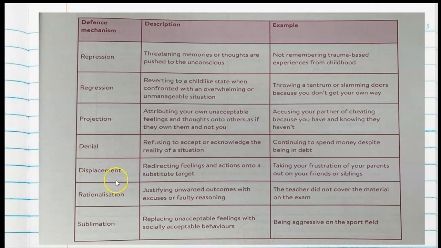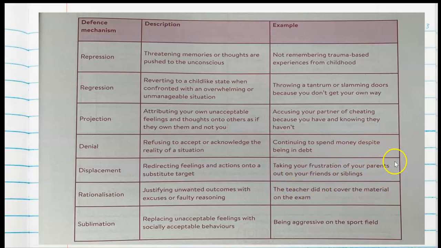Then we have displacement, which is quite common as well. So redirecting feelings and actions onto a substitute target. So we are displacing the anger or the negative frustration or negative feelings onto someone rather than ourselves. So a good example of this is taking your frustration of your parents out on your friends or siblings.